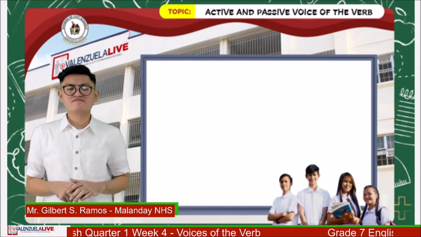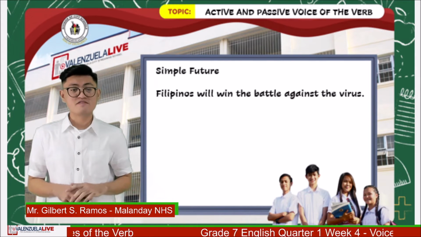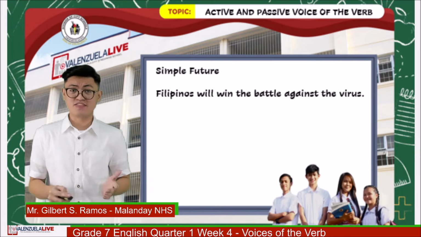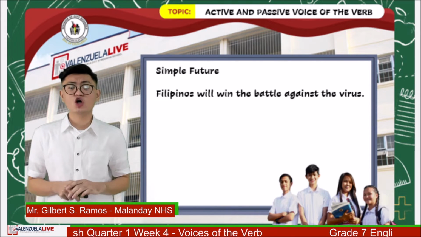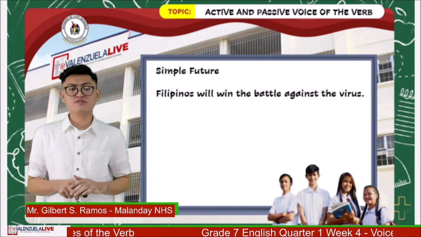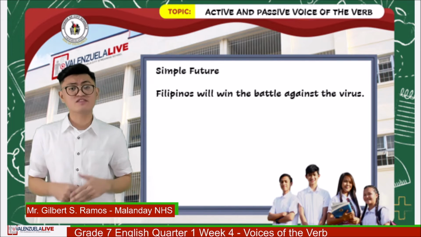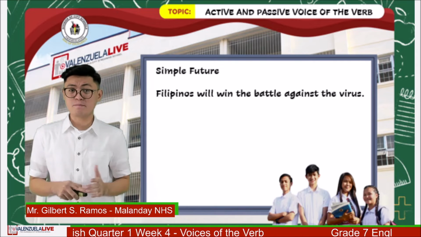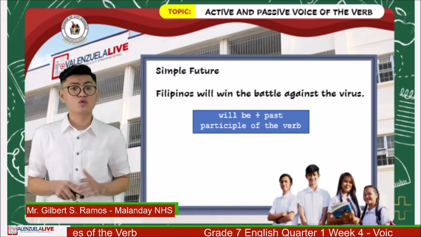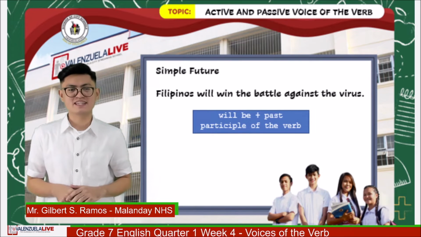What if the verb is in simple future? Say, for example, Filipinos will win the battle against the virus. If this is the case, then the verb should also be changed. Let us use a simple strategy of transposing the subject at the end of the sentence so we may start with the object, the battle against the virus. The formula for the verb is will be plus the past participle of the verb win.